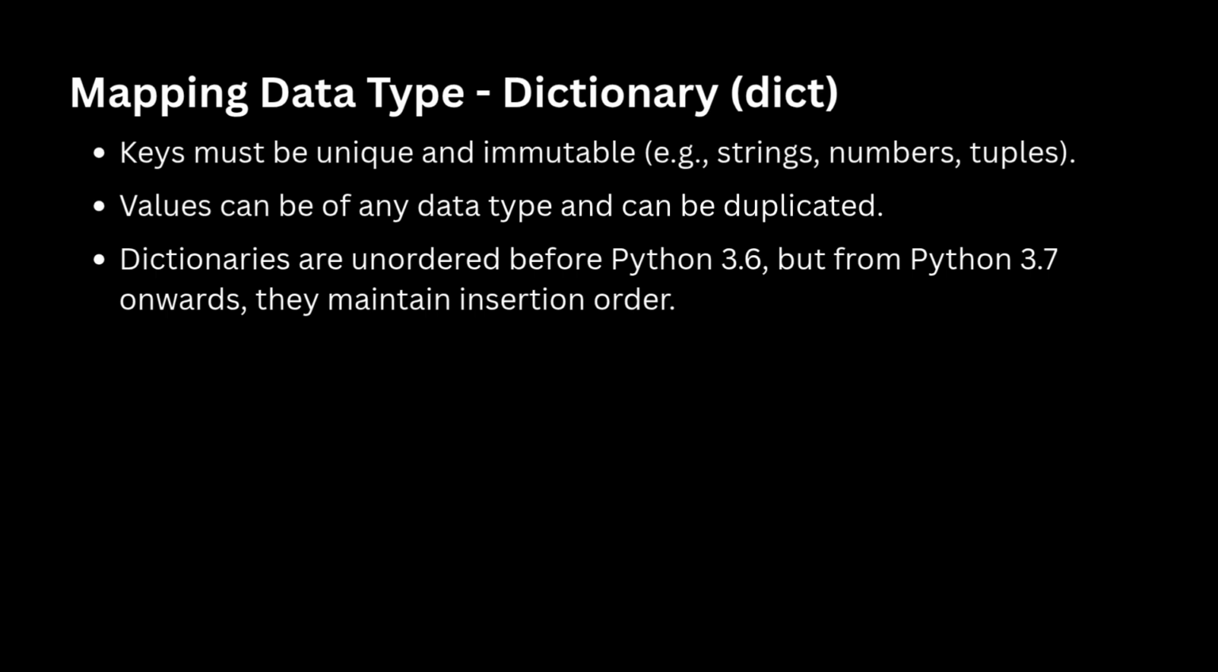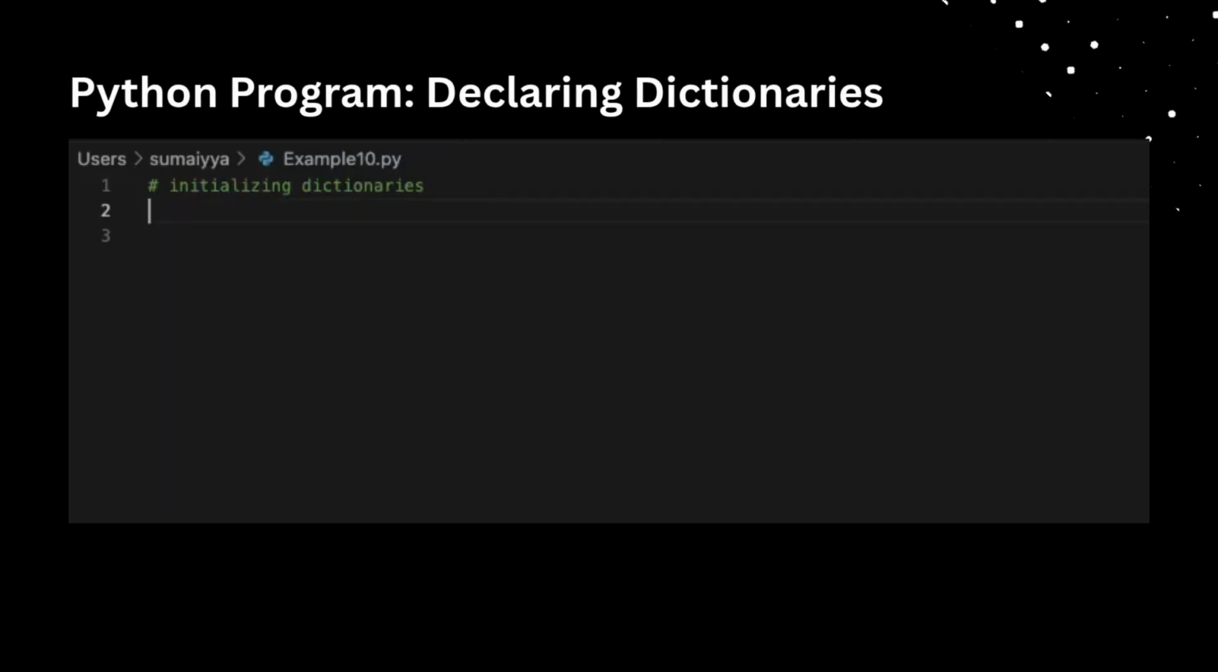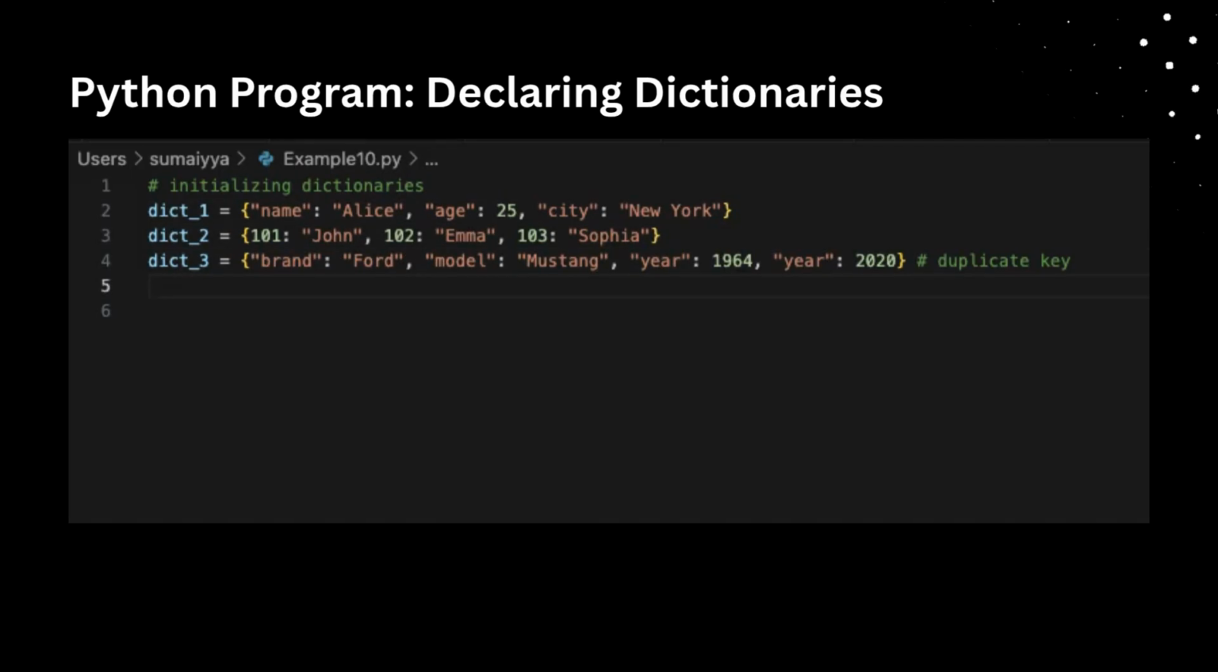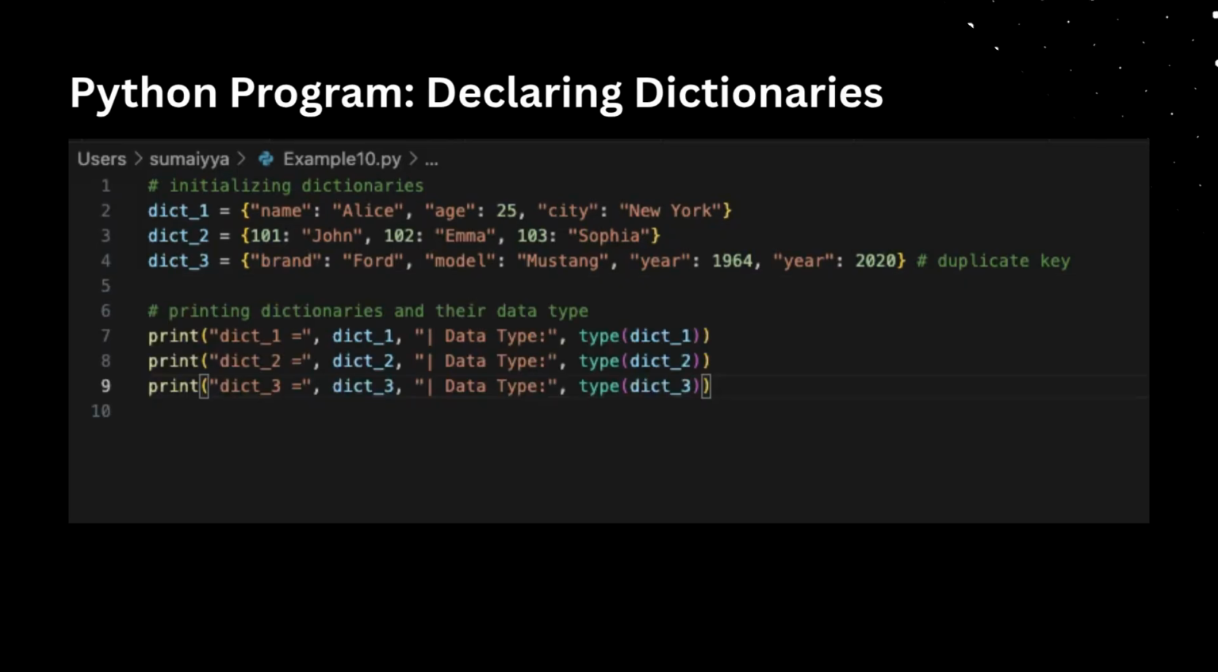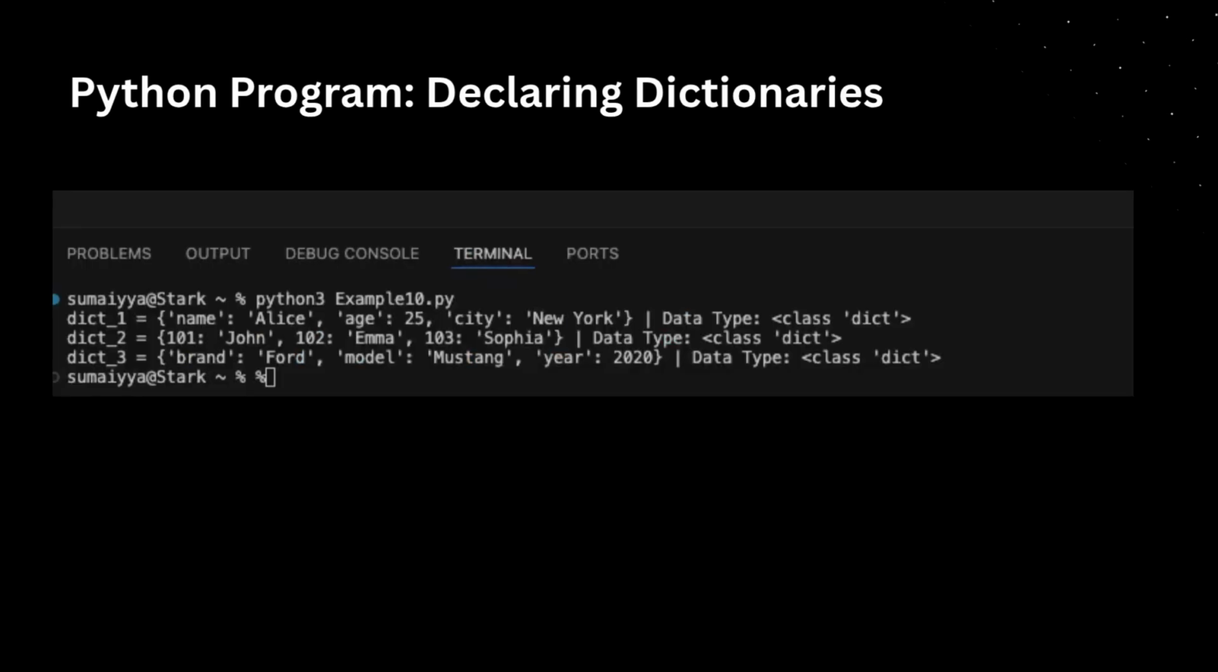Dictionaries are widely used when you want to associate one piece of data with another, such as storing student roll numbers with their names or countries with their capitals. Let's see an example declaring Python dictionaries. First, initialize dictionaries: dictionary 1, dictionary 2, dictionary 3. Now print these dictionaries and their data types. This is the output of the code.